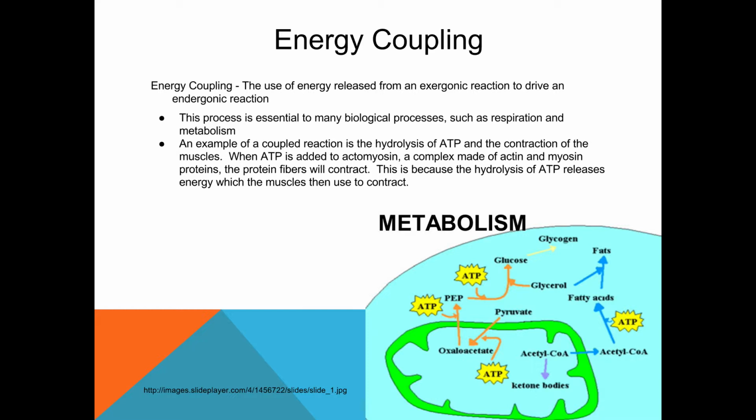For example, if you couple the ATP-ADP reaction to a certain protein, the energy can be used to modify the shape of the protein. An example of a coupled reaction is the hydrolysis of ATP and the contraction of the muscles. When ATP is added to actomyosin, the protein fibers will contract. This is because the hydrolysis of ATP releases energy which the muscles then use to contract.